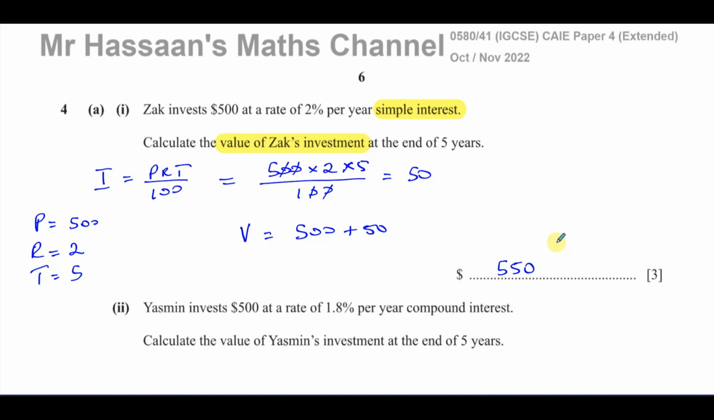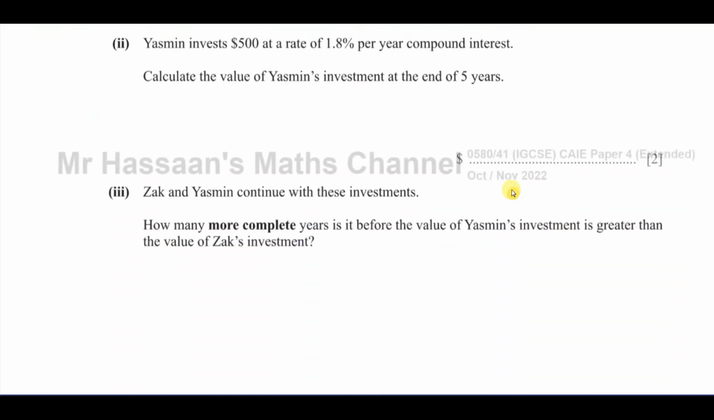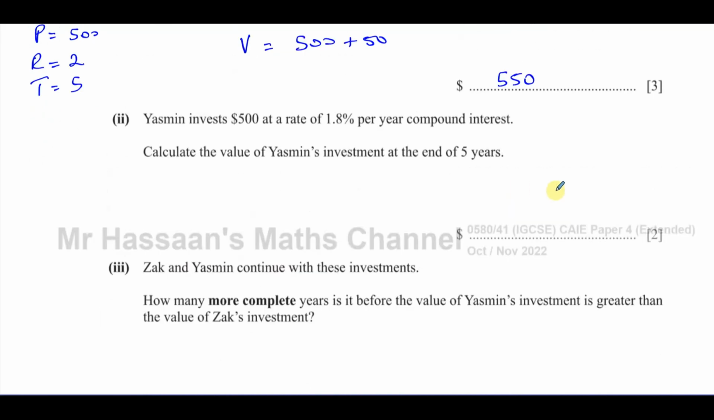Part 2 is dealing with what's called compound interest. It says Yasmin invests $500 at a rate of 1.8% per year, compound interest. So this is different. This is now the new amount is based upon the amount that was there at the end of the previous year. Calculate the value of Yasmin's investment at the end of 5 years.